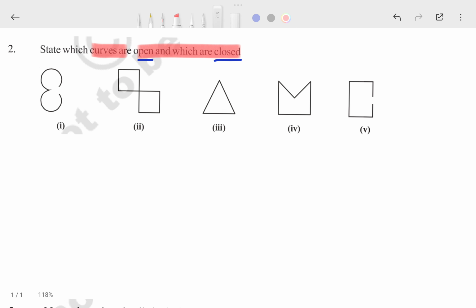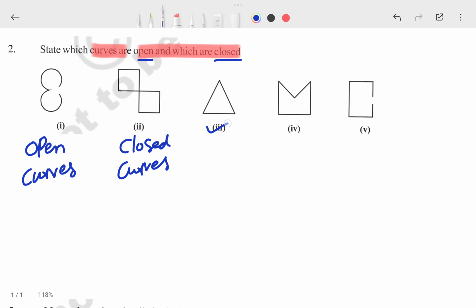In this question we have to find closed and open curves. If you see the first figure, is it open or closed? This is open, because from here you can enter. So it means this is open, and we will write open curve. Now this one is closed. You cannot enter from anywhere. It is totally closed, so this is a closed curve.